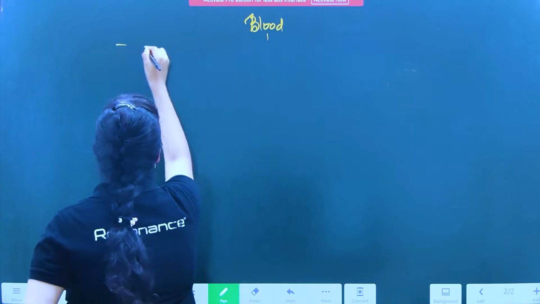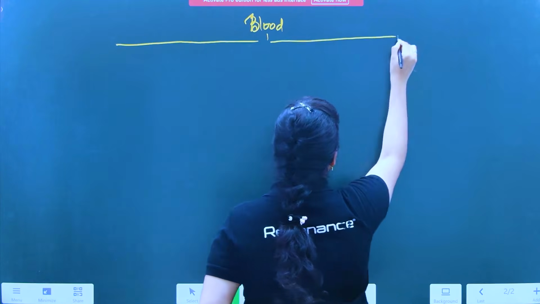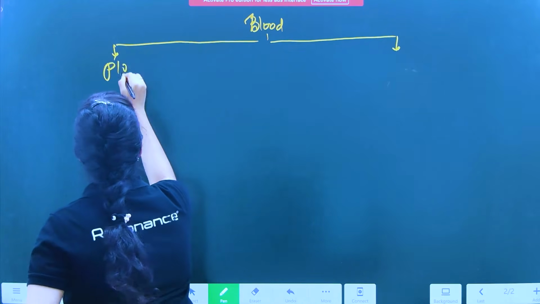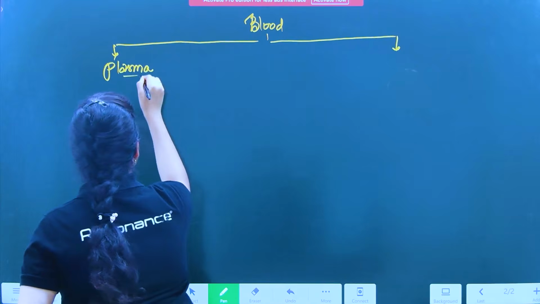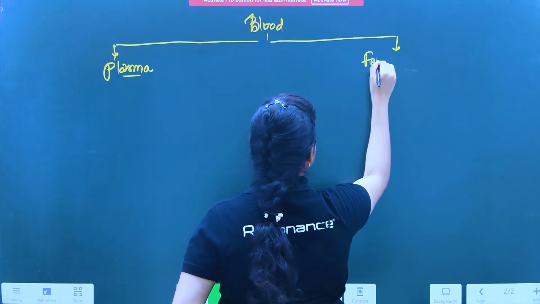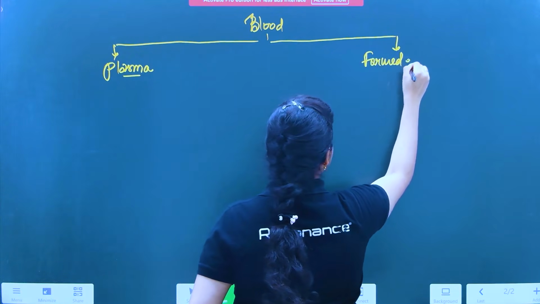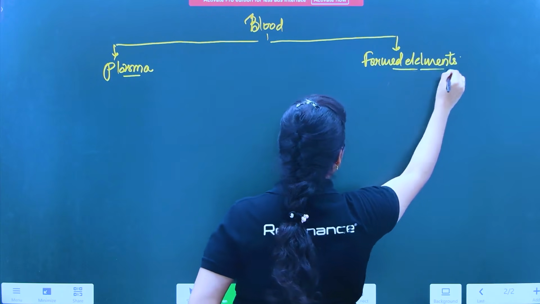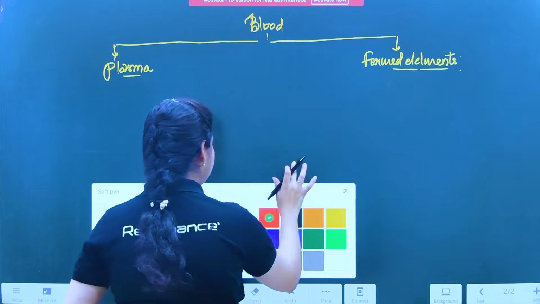Blood is divided into two different components. One is plasma, the other one is formed elements.